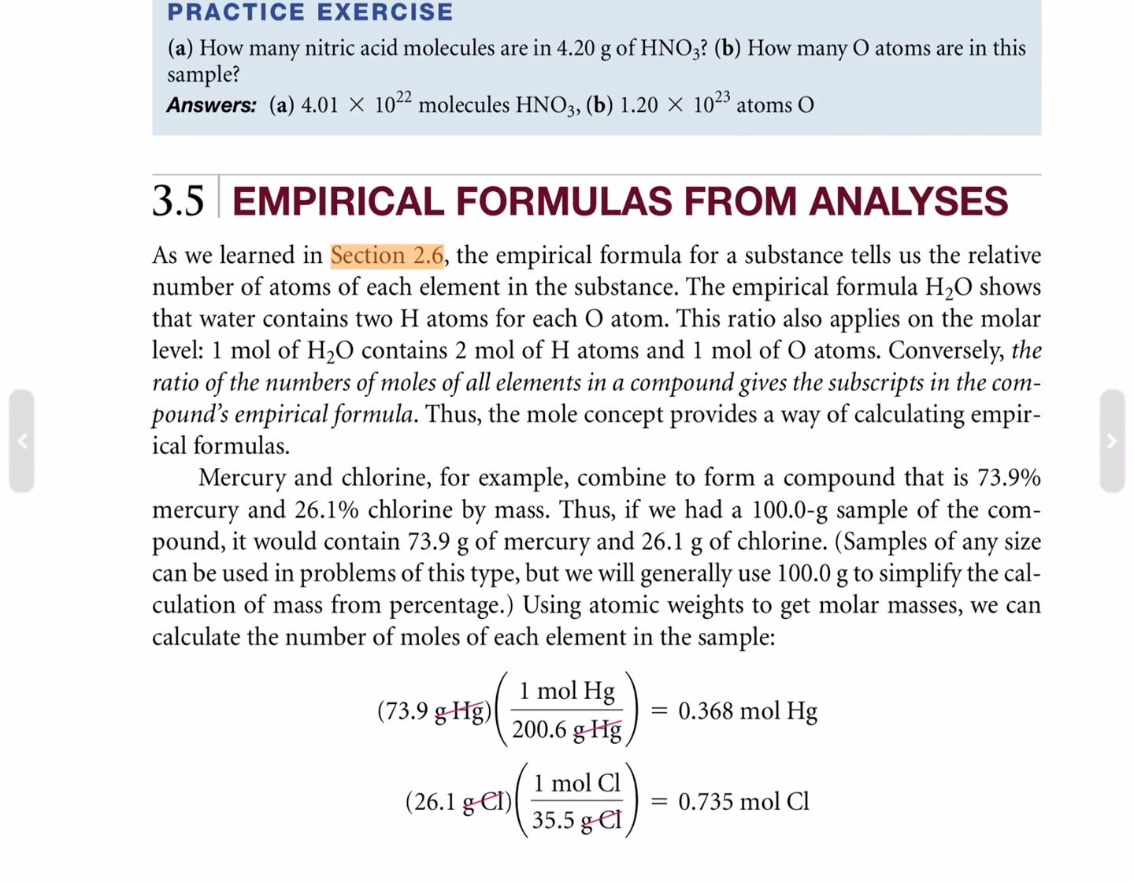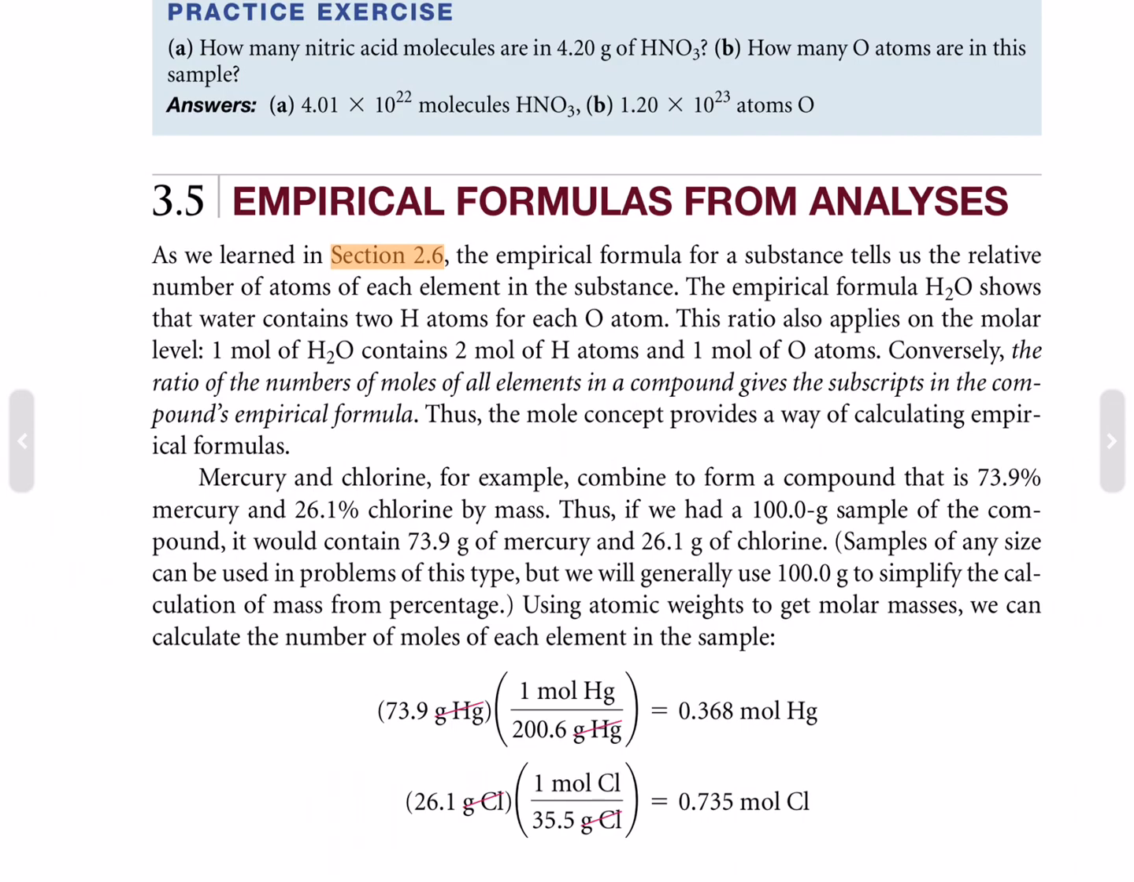Section 3.5, Empirical Formulas from Analyses. As we learned in Section 2.6, the empirical formula for a substance tells us the relative number of atoms of each element in the substance. The empirical formula H2O shows that water contains 2 hydrogen atoms for each oxygen atom. This ratio also applies on the molar level. 1 mole of water contains 2 moles of hydrogen atoms and 1 mole of oxygen atoms.